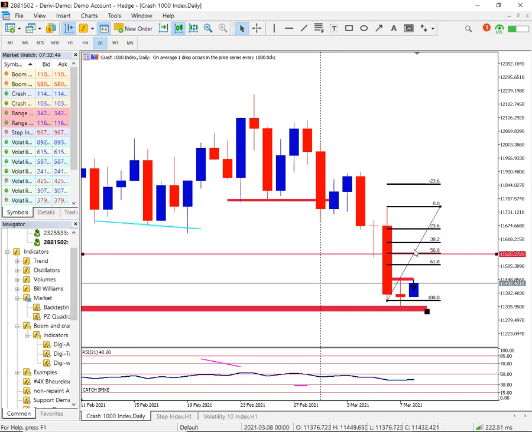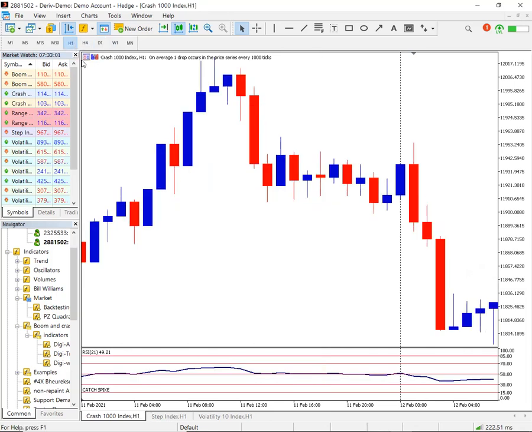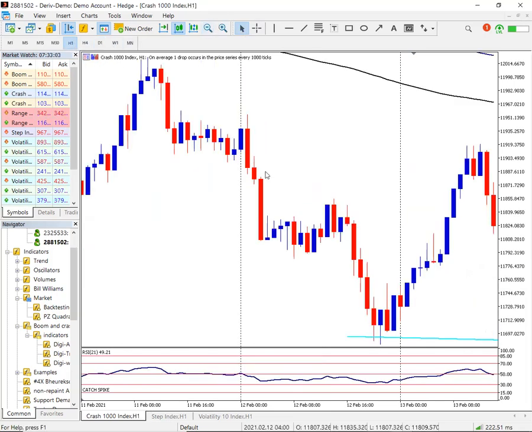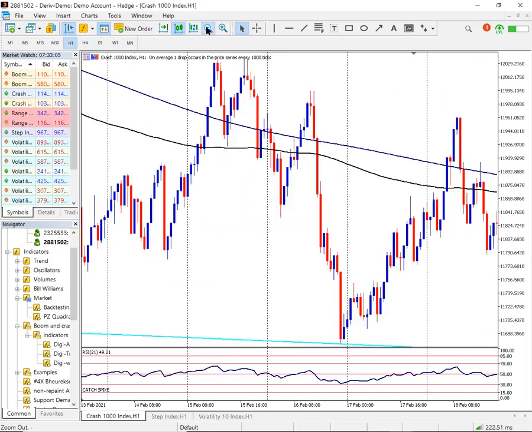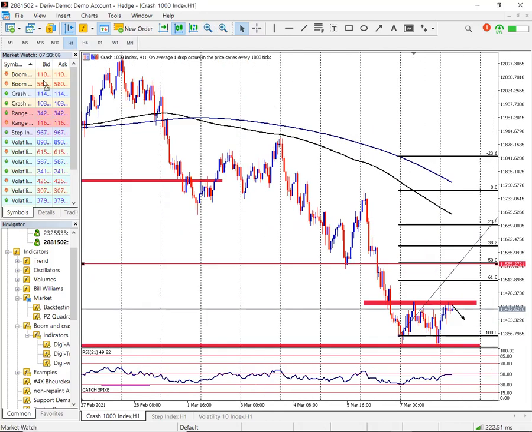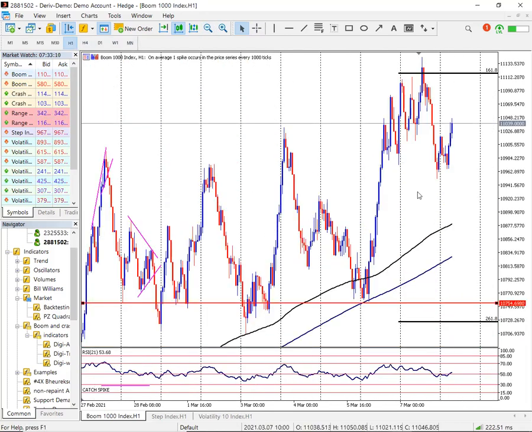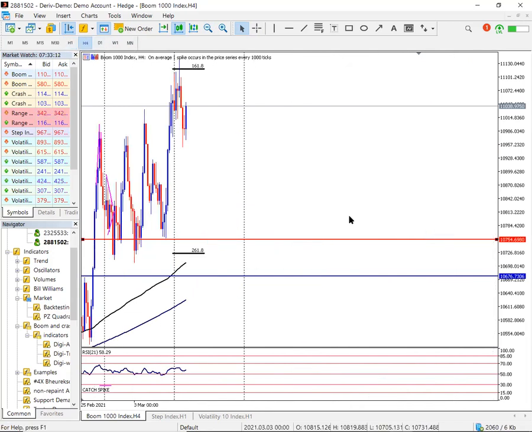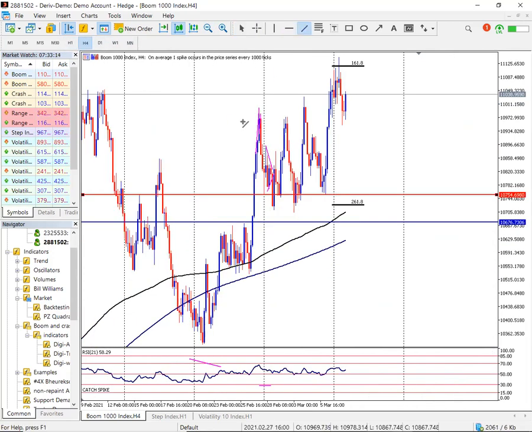So in this case, we still see this nice candle structure here. Let's see if it's going to reach the 50% retracement before it drops back down. That's what I can say on Crash 1000. And then on Boom 1000, this was a nice sell of 100 pips. You go to the 4 hours, then I drew something like this.